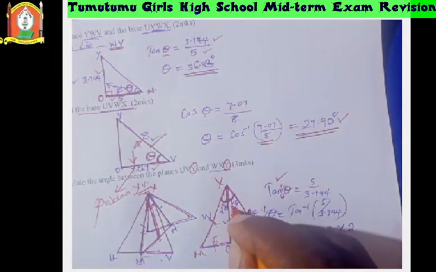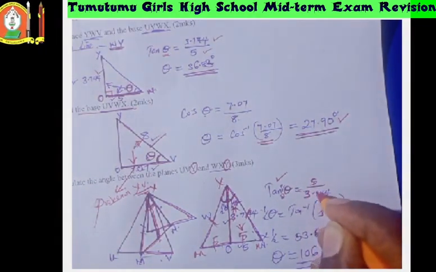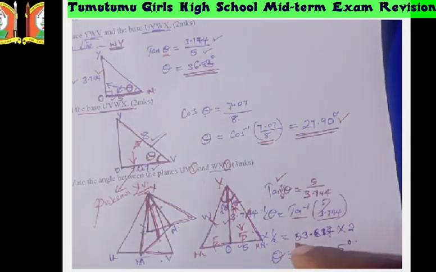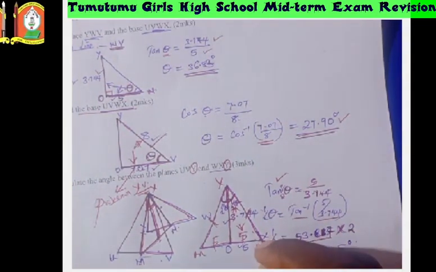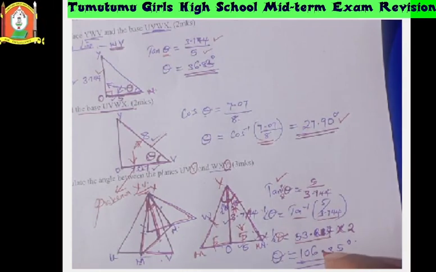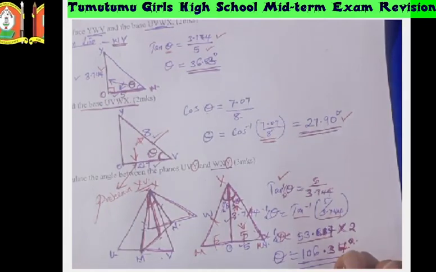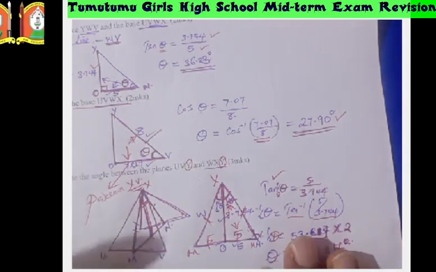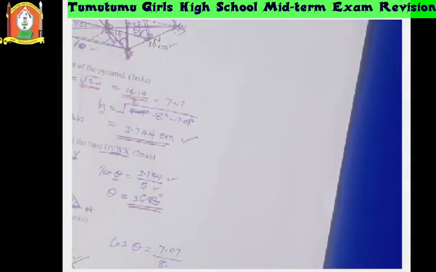Because of this, tan of half theta is equal to 5 over 3.744. With tan inverse of the same, we get 53.17, times 2 both sides. So our theta becomes 106.34 degrees. That is the end of question 2. Question 4.